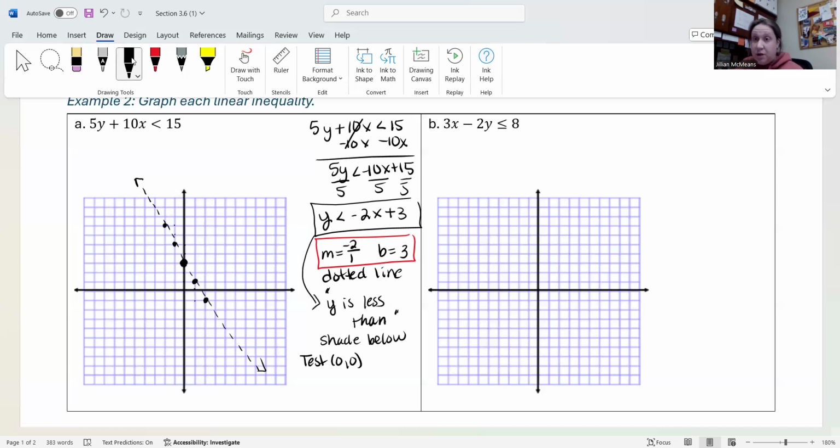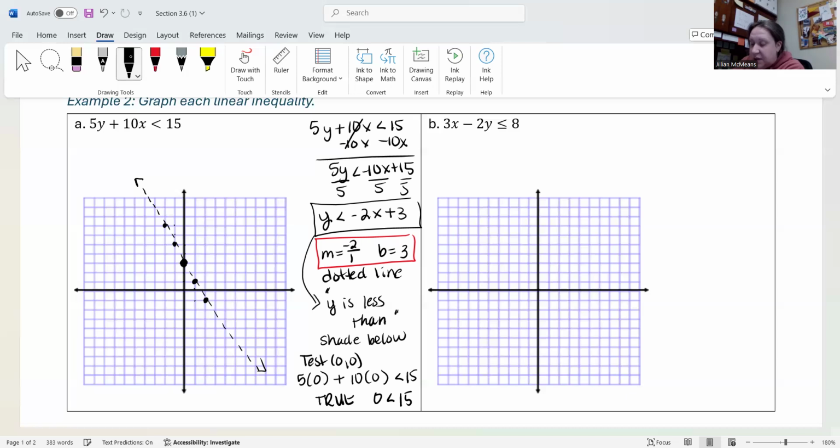So I'm going to take my original inequality. Anywhere I see a y, I'm going to put a 0. Anywhere I see an x, I'm going to put a 0. And I need to know if that is less than 15. Well, 5 times 0 is 0. 10 times 0 is also 0. 0 plus 0 is just 0. So we're dealing with 0 is less than 15. Is that true? Yes, this is true.